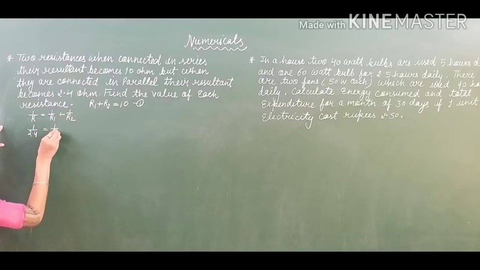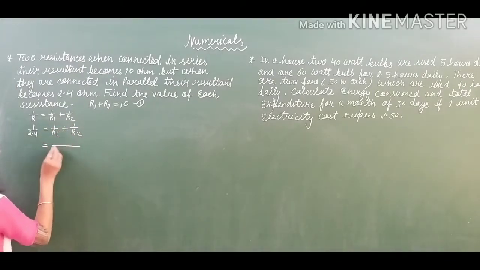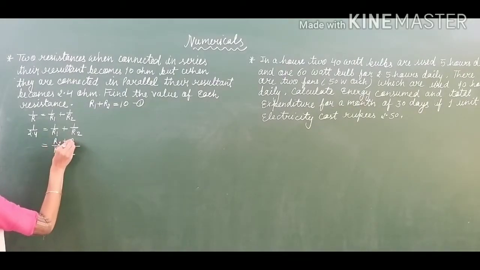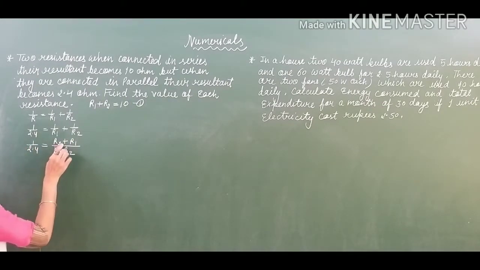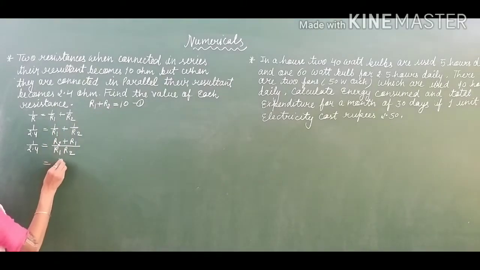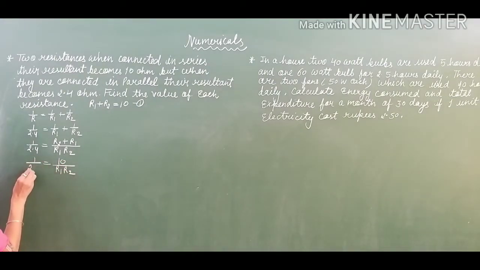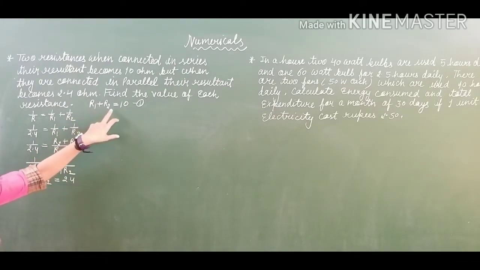Now 1 upon R1 plus 1 upon R2. Let's take the LCM for this: R1 R2. So you will get R2 plus R1 over R1 R2. Now 1 upon 2.4. R2 plus R1, their addition, their value is 10. So in place of this you can write 10 upon R1 R2. So 1 upon 2.4 equals 10 upon R1 R2, so you get R1 R2 equals 2.4 into 10, that is 24.